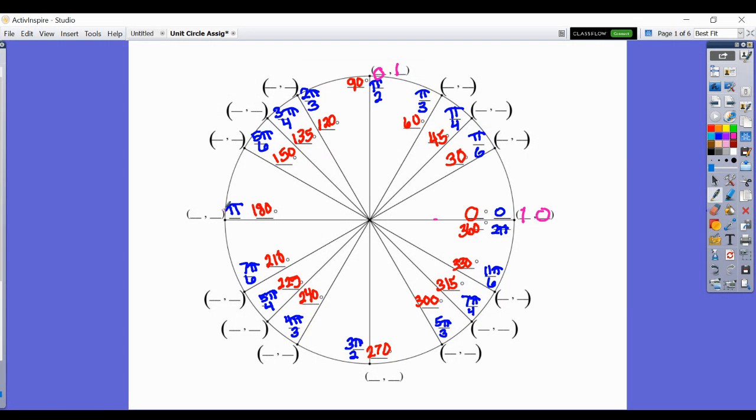Over here at pi radians, we are to the left 1, so now we're at (-1, 0). And down here, we're at (0, -1). So those are the coordinate points. So if this is length 1, that's how far I've gone.